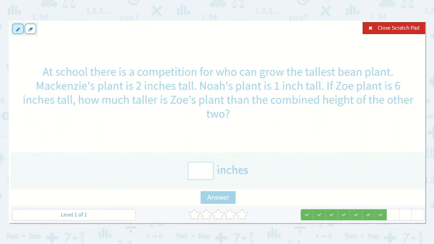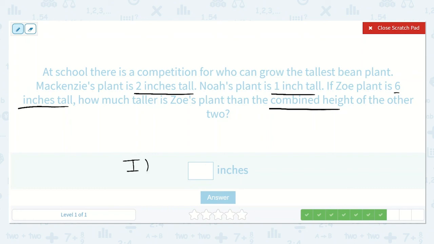At school, there is a competition for who can grow the tallest bean plant. Mackenzie's plant is 2 inches tall. Noah's plant is 1 inch tall. If Zoe's plant is 6 inches tall, how much taller is Zoe's plant than the combined height of the other two? So we know that Noah's plant is 1 inch.